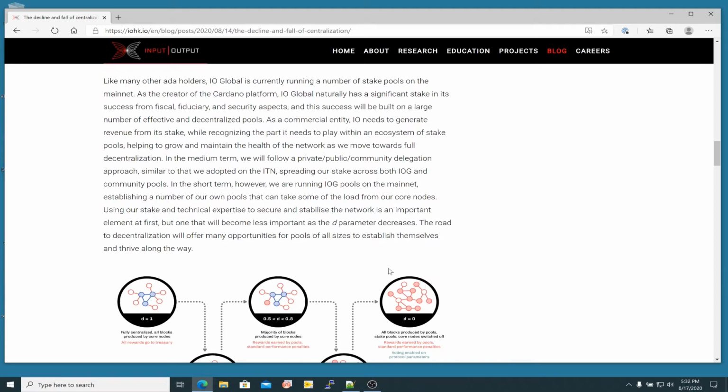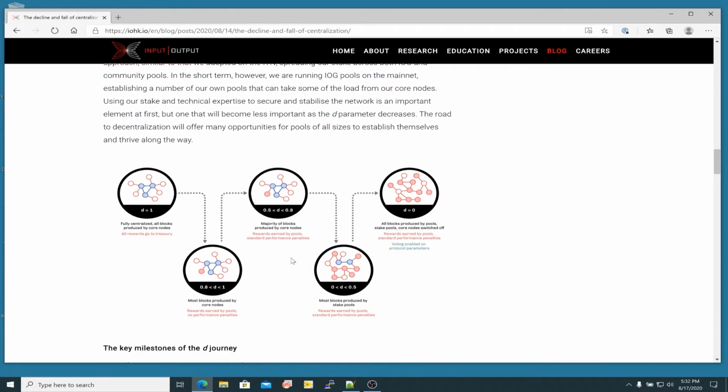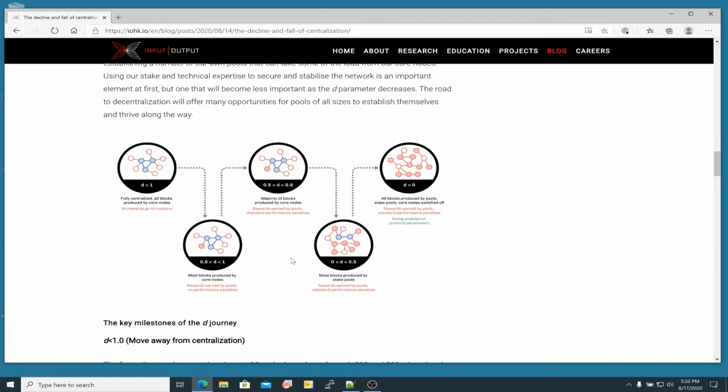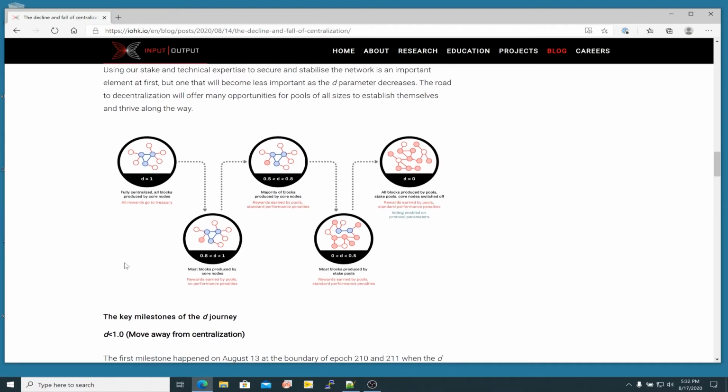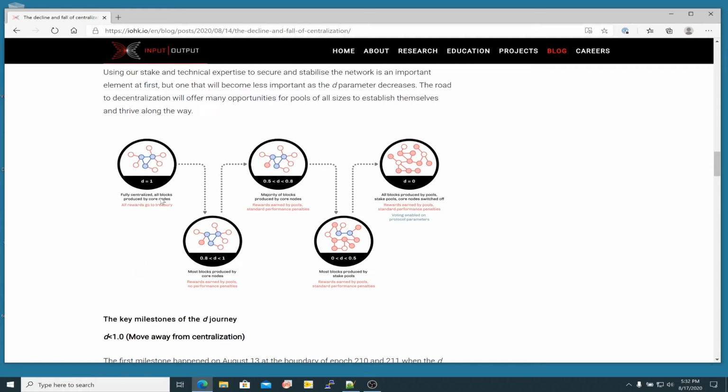All right. And next, after that, he has a figure here that illustrates this process of stepping down from d equals 1 to d equals 0 with these fancy little illustrations right here. So here d equals 1, fully centralized, all blocks produced by the core nodes, to d equals 0, all blocks produced by pools, stake pools, core nodes switched off. Okay, so and then rewards earned by pools, standard performance penalties, voting enabled on protocol parameters. So there's a little bit more that needs to be explained there.